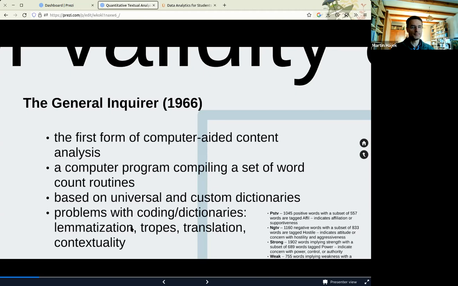And there are many ways to use various tropes, metaphors, metonyms, and these dictionaries cannot translate, cannot read the text as human readers. They cannot distinguish irony from non-irony, in most cases.